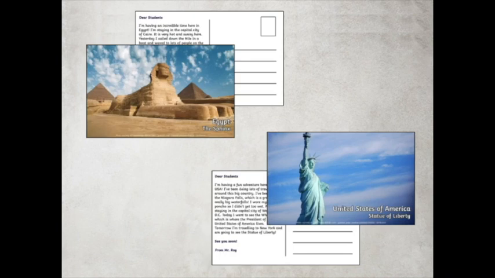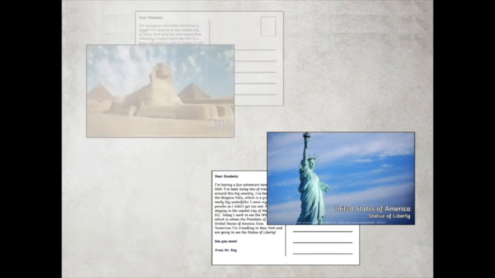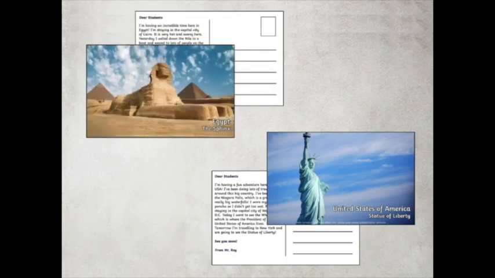Here are some more postcards. This postcard is from Egypt. You can see in the picture the pyramids and the Sphinx, which are in Egypt. This postcard is from the USA. You can see a picture of the Statue of Liberty, which is in New York in the USA. So you can see the postcards have a picture on one side, and on the other side is a message.